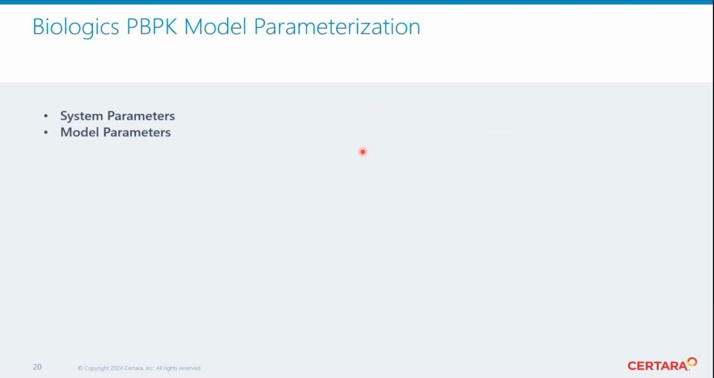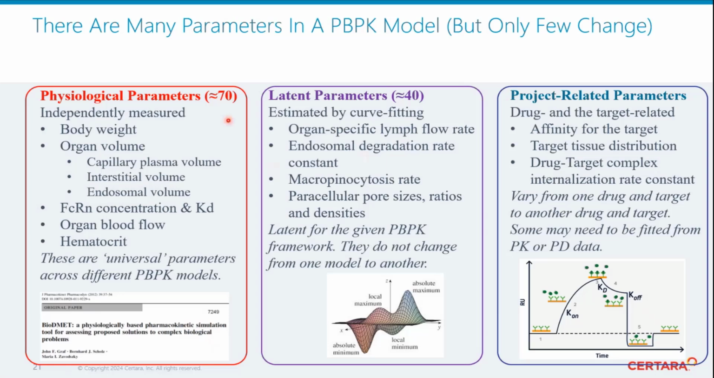So it's very easy to write up the equations, but we need to put the parameters in. And people every now and then complain that there are too many parameters. It's all too confusing. You can prove or disprove anything as you like. So I would argue here that in a typical model there are maybe about 70 physiological parameters.